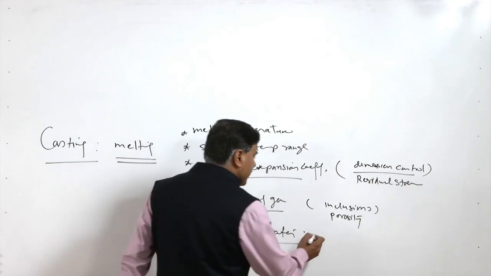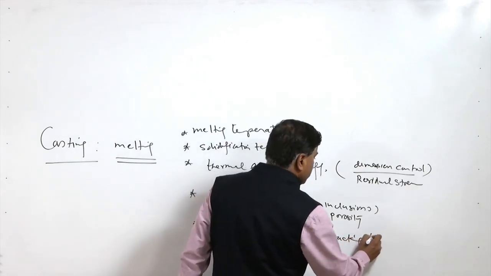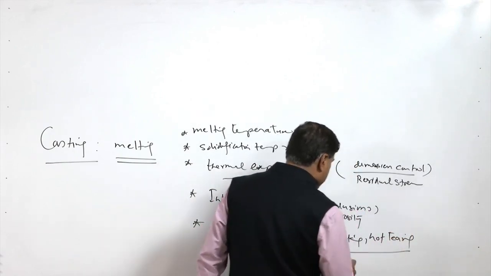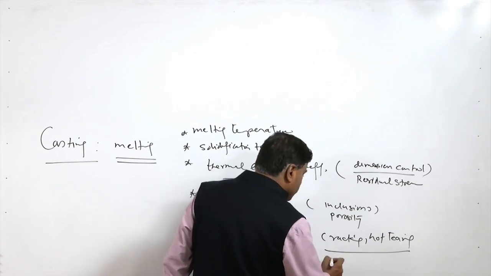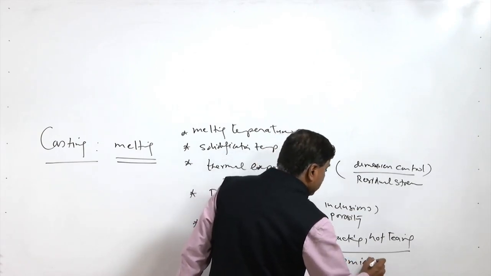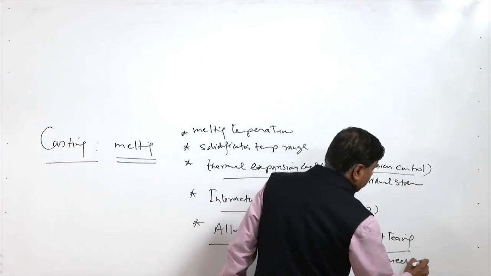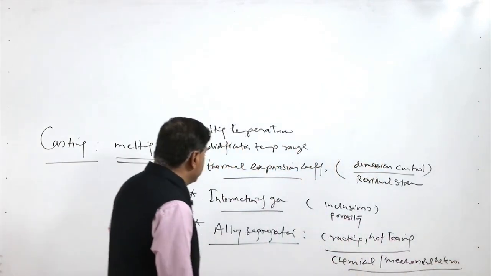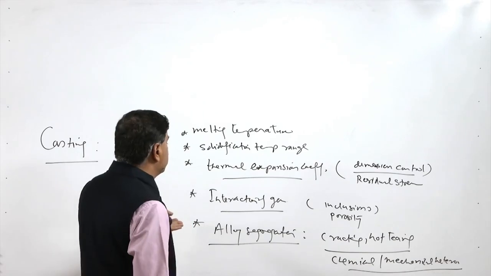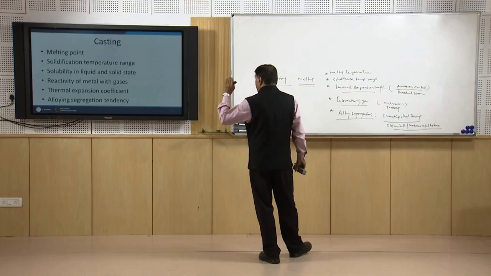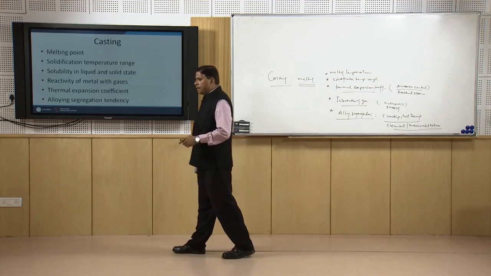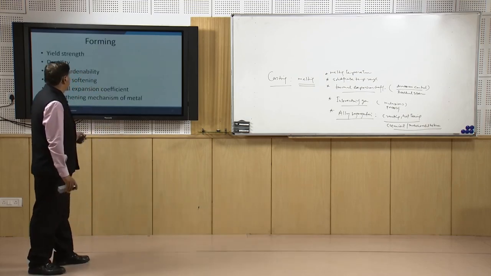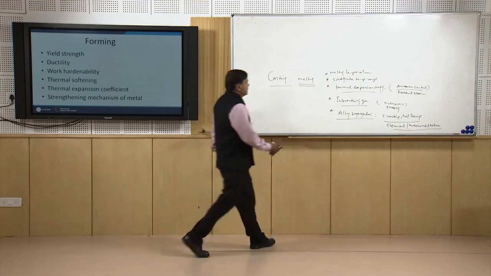leading to increased cracking, hot tearing tendency, as well as chemical and mechanical heterogeneity. So, this is not good if we consider the alloy segregation tendency. These are the properties that need to be seen for assessing the suitability of a particular material for the casting process. Coming to the forming processes.